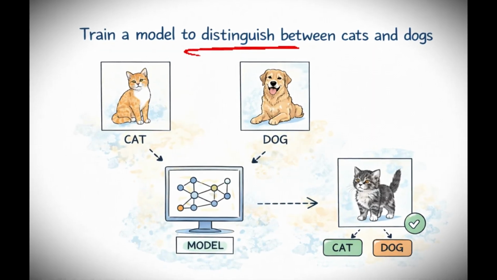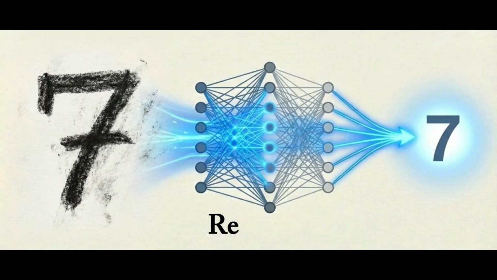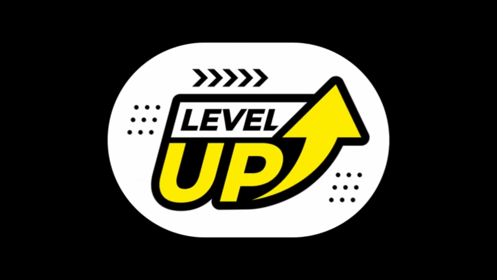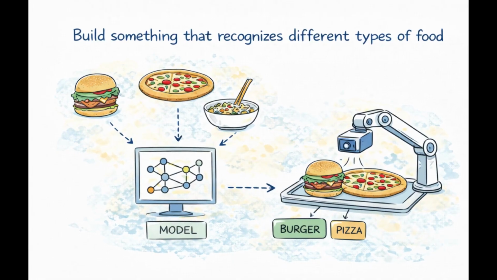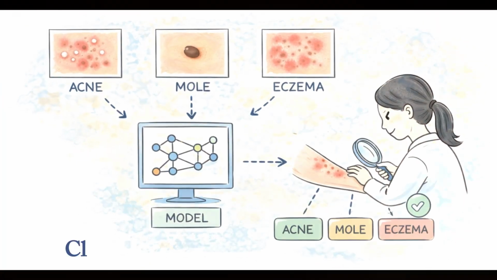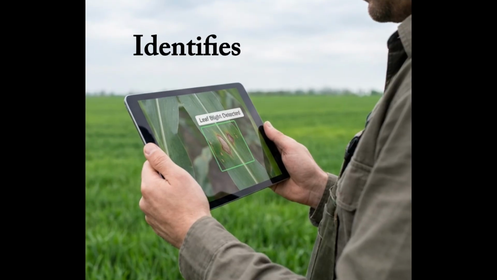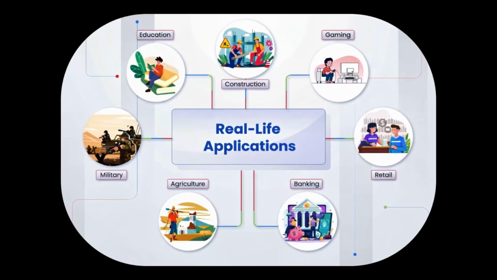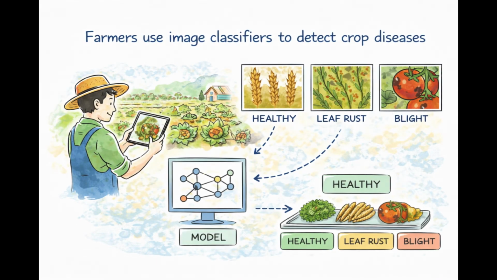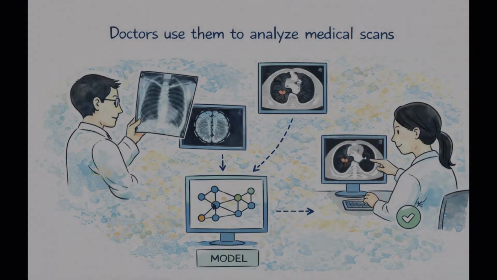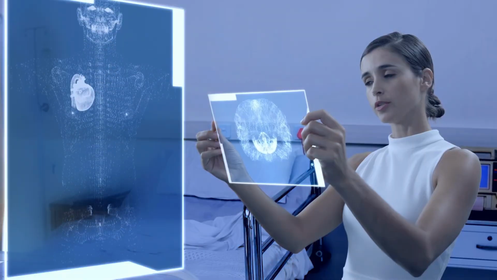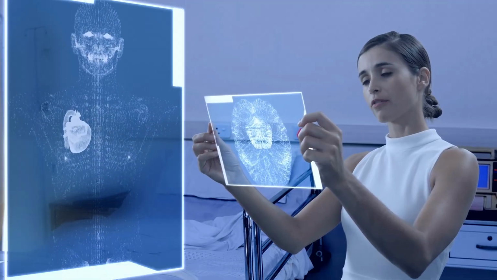Image classifiers. Start simple. Train a model to distinguish between cats and dogs, or recognize handwritten digits. Then level up. Maybe build something that recognizes different types of food, classifies skin conditions, or identifies plant diseases. Real-world applications are everywhere. Farmers use image classifiers to detect crop diseases. Doctors use them to analyze medical scans. You're learning a skill that literally saves lives.